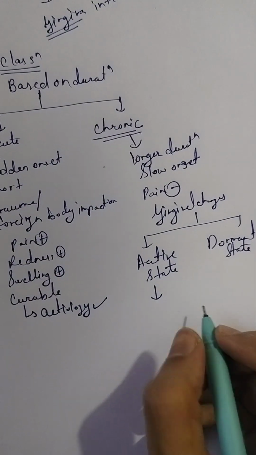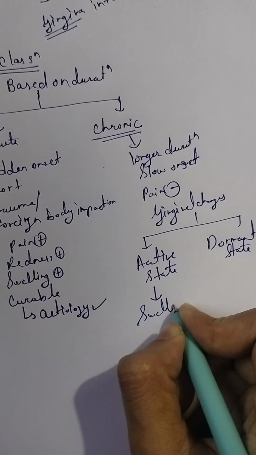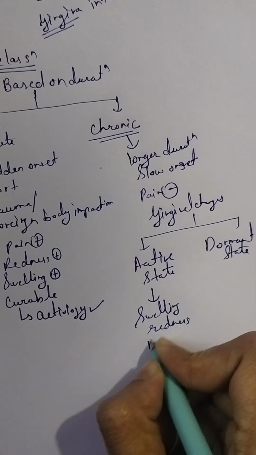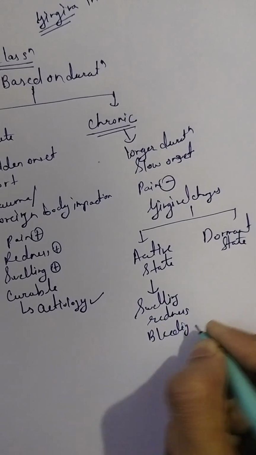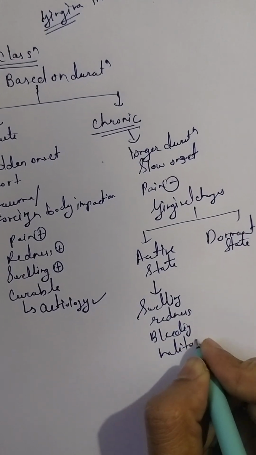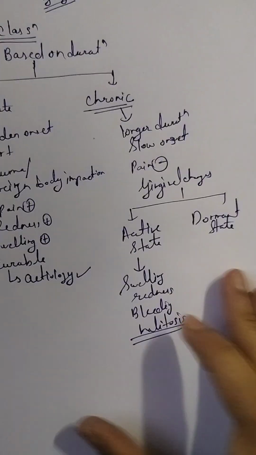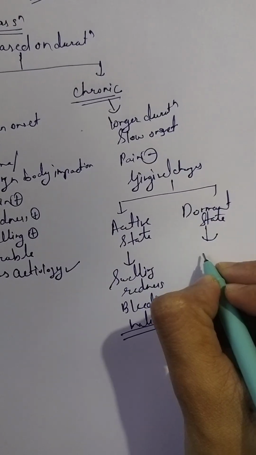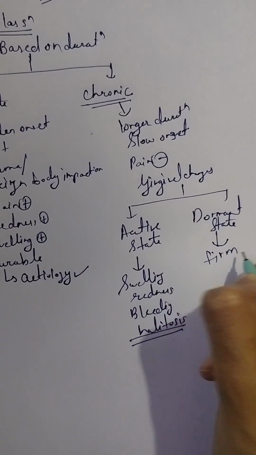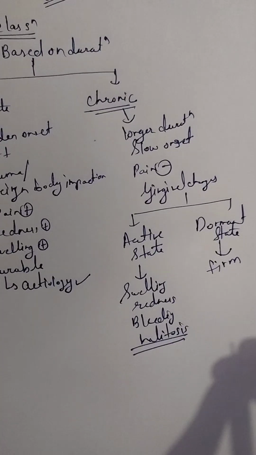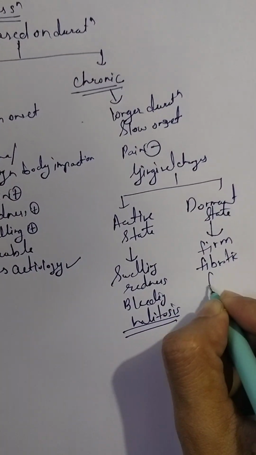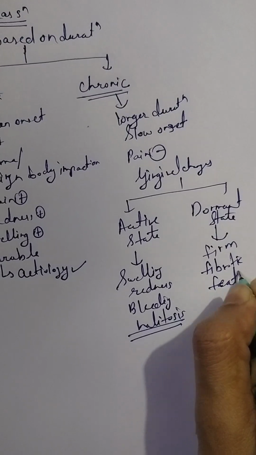In the active state, there is swelling, redness, bleeding, as well as halitosis. Halitosis is the bad breath. In the dormant state, there is a firm, fibrotic, feathery type of appearance.